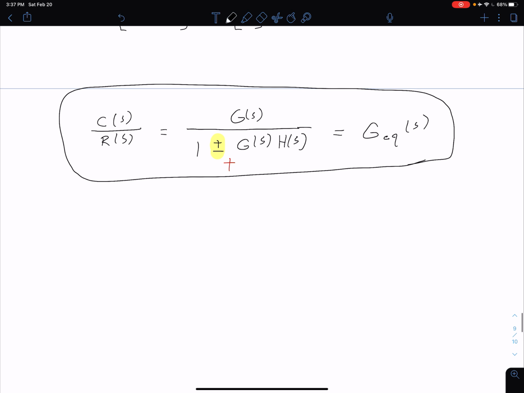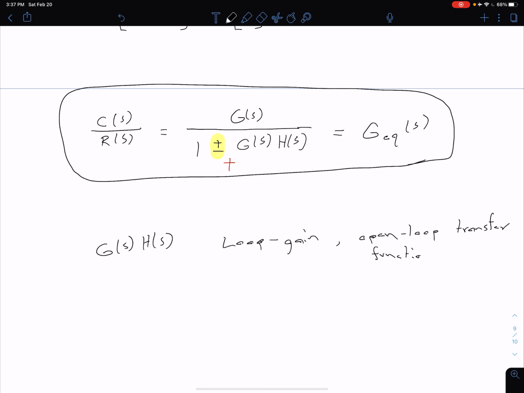One other thing I want to mention is that this term in the denominator is oftentimes an important parameter as well. So this G of S times H of S is something called our loop gain or our open loop transfer function. We're not going to deal too much with that in this class, but definitely the electrical engineers, we're going to come back and talk about this a lot in applied electronics. And we're going to talk about how we can relate that to systems and determine stability of systems and all kinds of fun things from that.